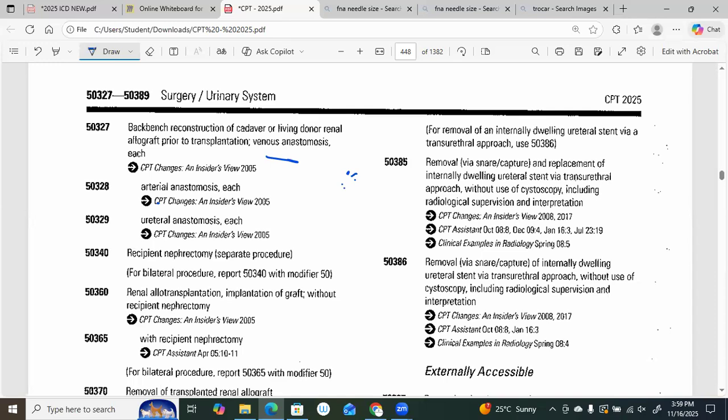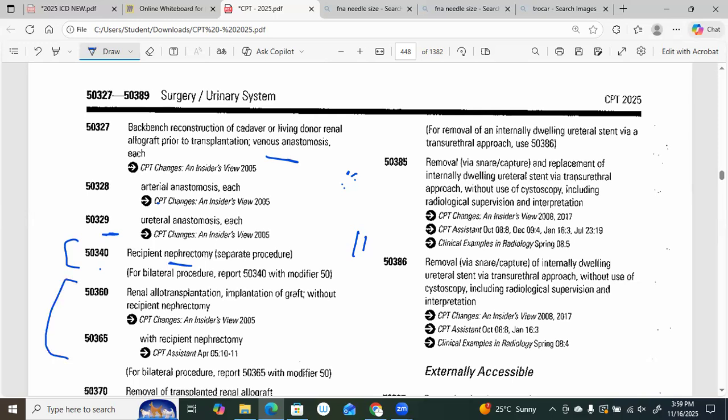Next, we have 50328, arterial anastomosis. Arteries have been combined together. Then ureteral anastomosis. It has been joined with the ureters. 50340 is recipient nephrectomy. That means where we are going to place the kidney, we are removing the kidney first from the recipient area, which we are going to bill with 50340.